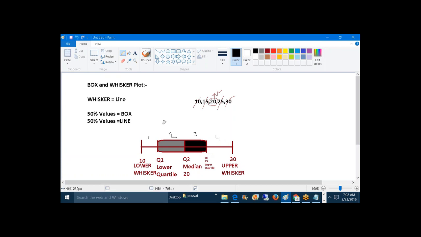The region in between Q3 and Q1 is called the interquartile range. As these 3 values form the different quartiles, it's called IQR, interquartile range.